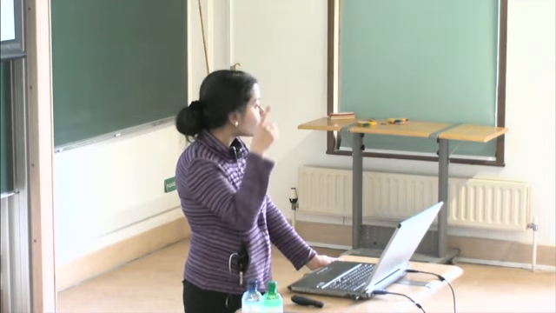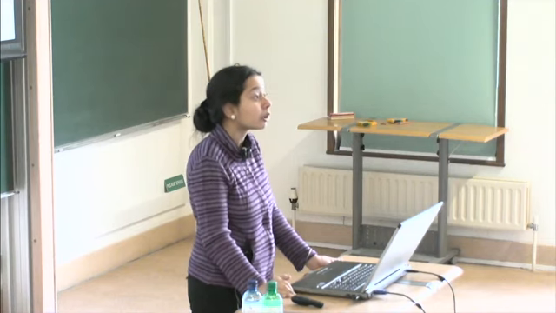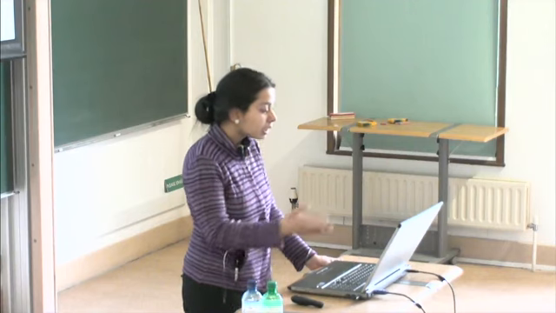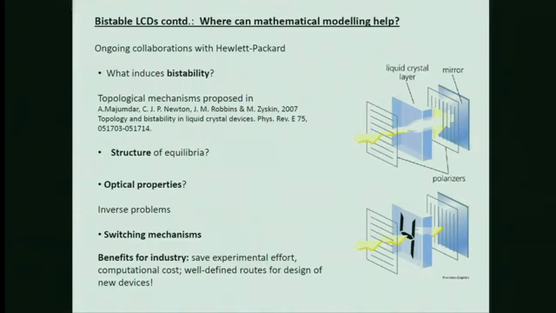Very importantly, what can we say about the switching mechanisms? How do we switch between the different optically contrasting states? How can we optimize switching with respect to the geometrical and the material parameters? And last but not the least, what can we say about optical properties? But this is really in the realm of inverse problems, and I don't really work in that area, although I think there's some recent work in Oxford on inverse problems. So most of my work is really on the continuum analysis.